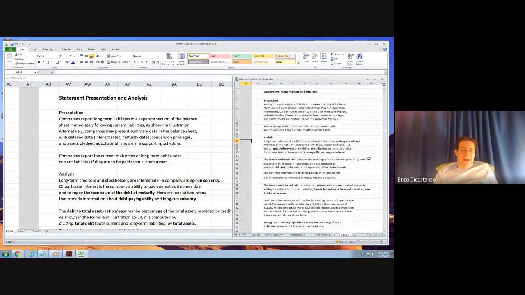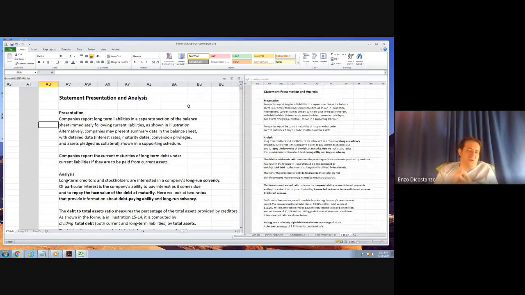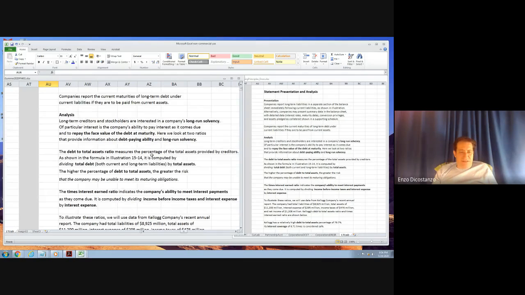So anyway, how you present this, there's a long-term liability section in the balance sheet. Present summary data in the balance sheet. Report the current maturities of long-term debt under current liabilities if they're paid from current assets. Long-run solvency, measuring that. Repay the face value of the debt at maturity, debt paying ability, long-run solvency. So you're looking at some ratios. We're going to discuss some ratios here. Total debt divided by total assets type thing.